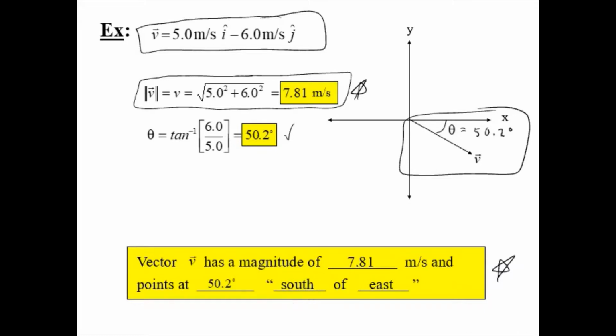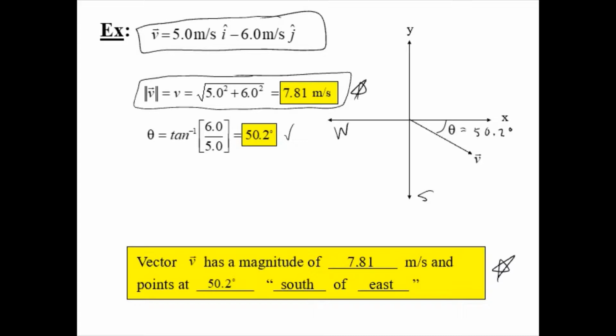So I start in the east, which is over on the right side. If you don't know your north, south, east, and west, it's good to establish that at this point. If I start at the east and I go 50.2 degrees south of that, that's the direction that this vector points.